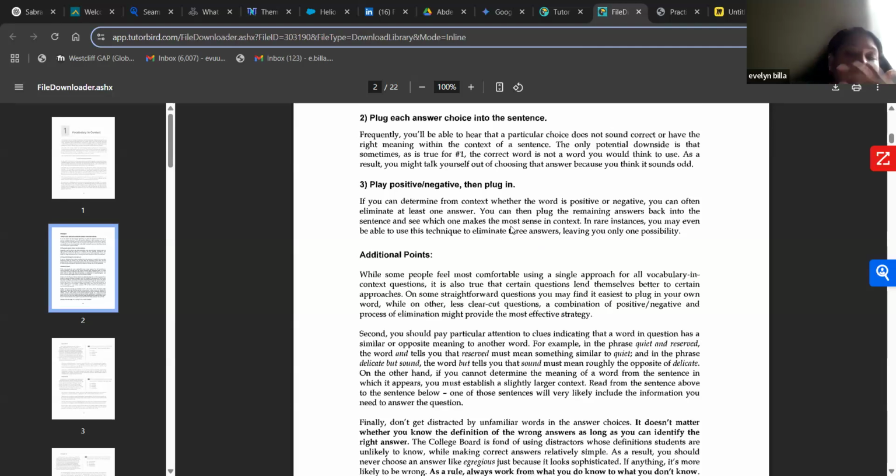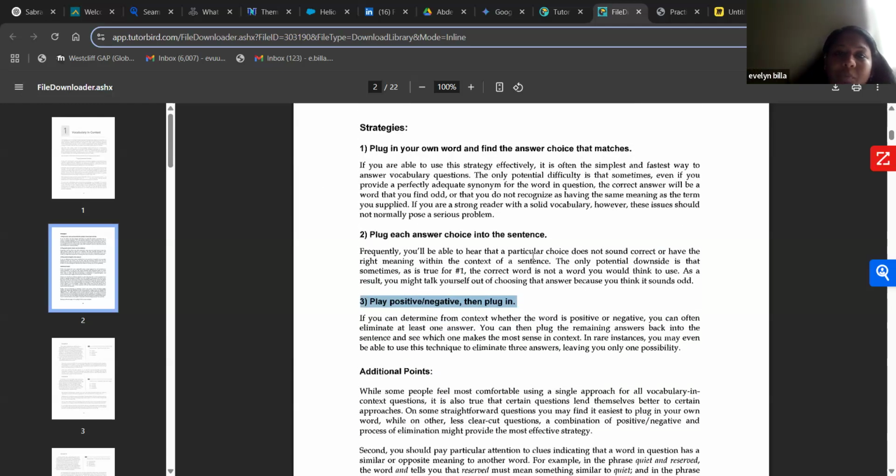So I'm sure in this class, when you learn more about vocabulary by the end of this four weeks long session, I want you not to use point number 3 because it is more time consuming. If you play positive, negative, and then plug in the wrong and correct answers, you're going to lose time. So make sure you concentrate on your strategies, point number 1 and point number 2, because point number 3 is going to cost you a lot of time, and then you will not have enough time to do other sections.